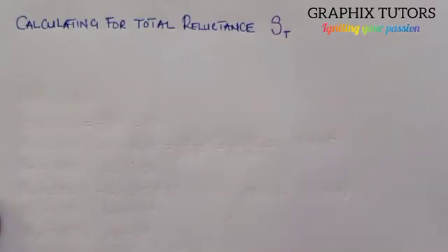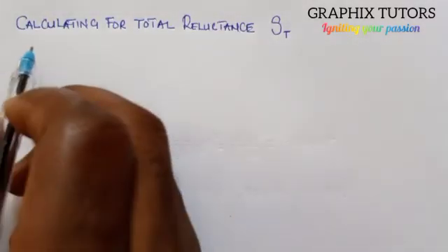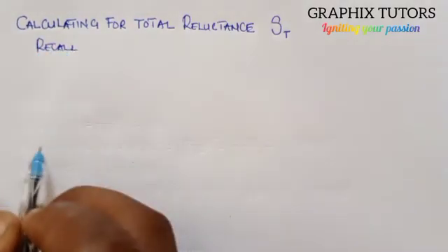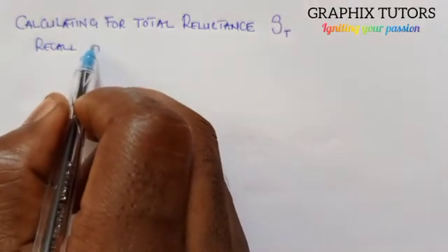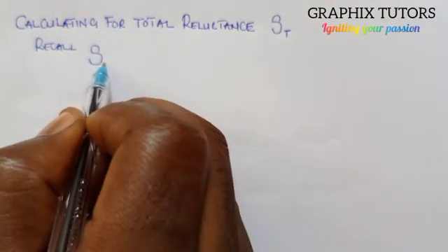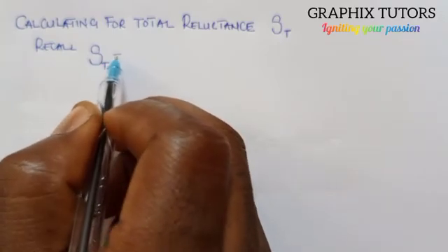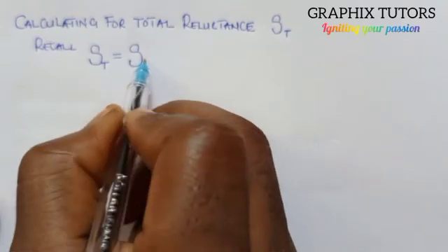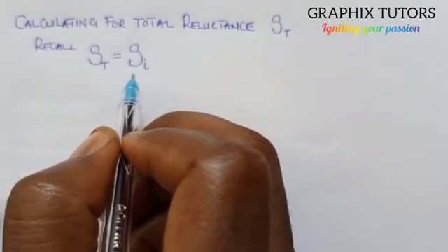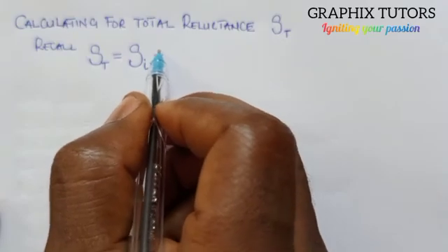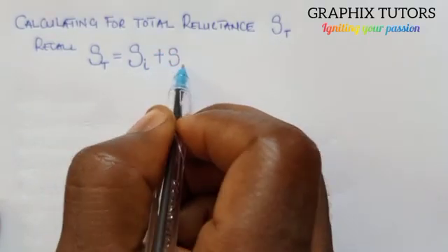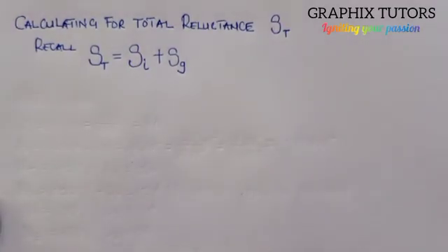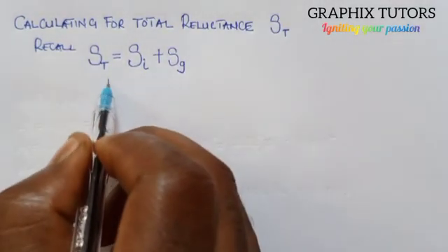Now, recall, we know very well that the reluctance total will be equal to the reluctance of the iron, which is what we're using, plus the reluctance of the gap. Is that okay?